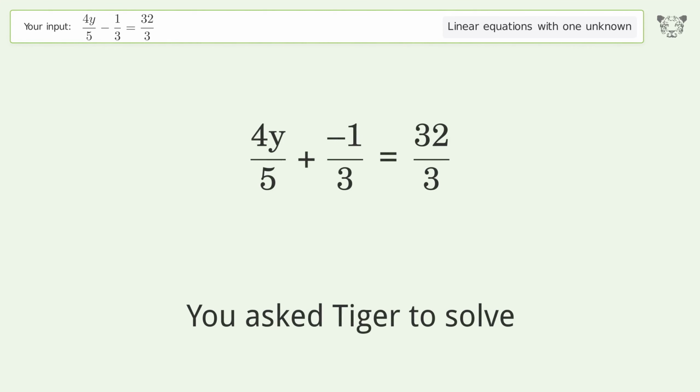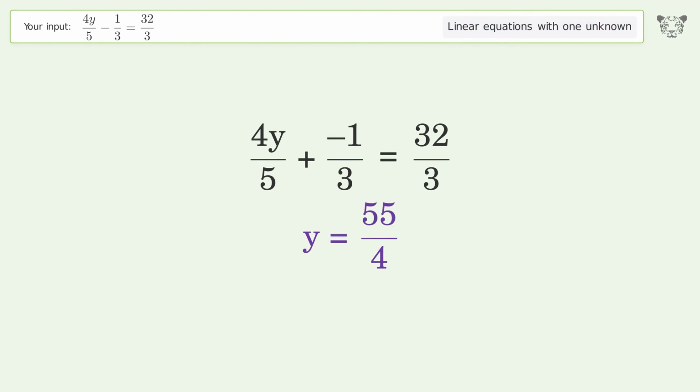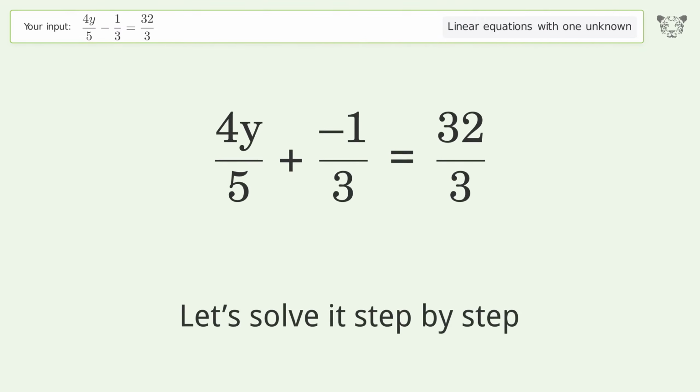You ask Tiger to solve. This deals with linear equations with one unknown. The final result is y equals 55/4. Let's solve it step by step.